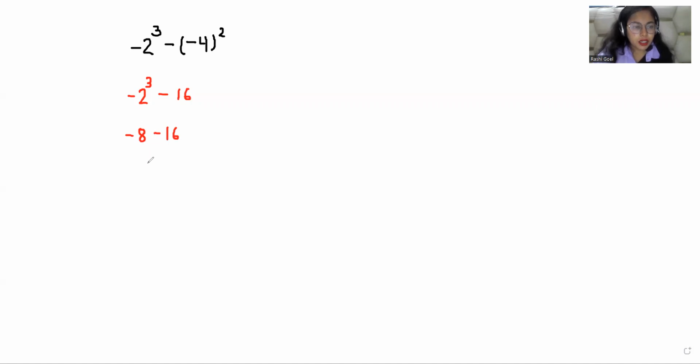So 8 plus 16 is 24. But in 8 or 16, the bigger one is 16. And before 16, there is a negative sign. So we have to put the negative sign here. So our final answer is minus 24.